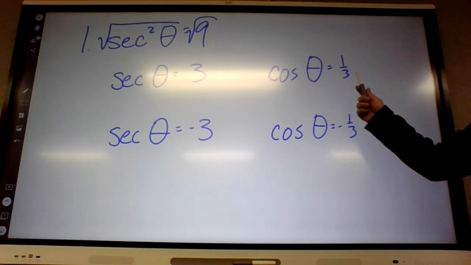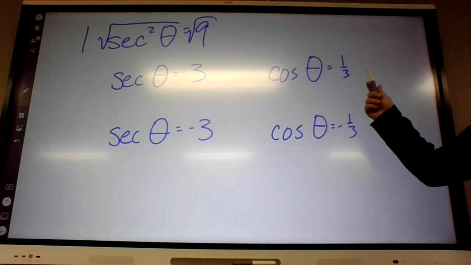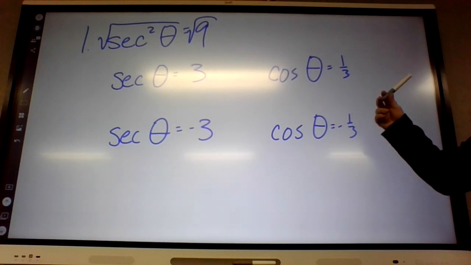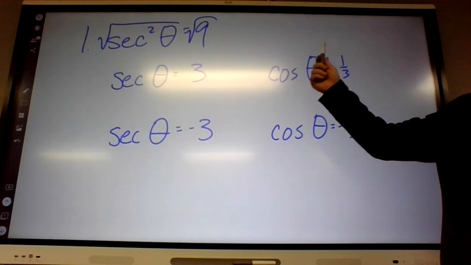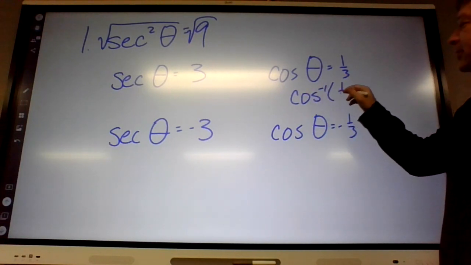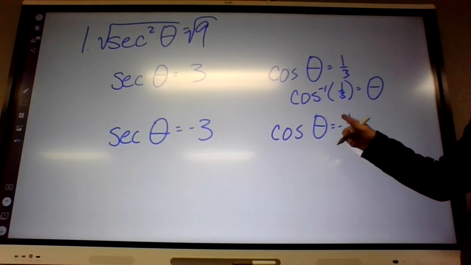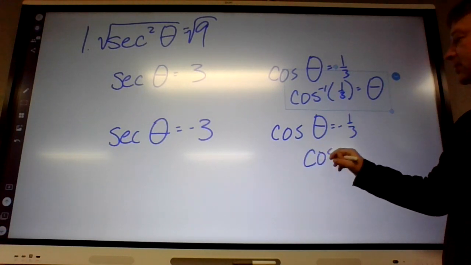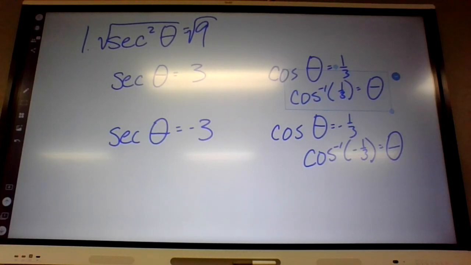And then, what do we put in our calculator? Just plug in 1 over cosine equals 3? Would that be the same thing? That would be true, but you couldn't plug that in your calculator. What do we have to plug in our calculator here? Cosine inverse, remember? Cosine inverse of 1/3 equals the angle. We'd have to do that for both of these. Cosine inverse of negative 1/3. Why didn't we just plug in secant? There's no secant on the calculator.